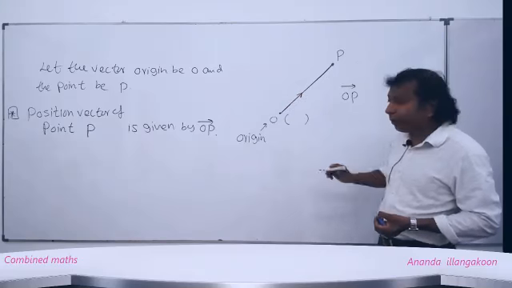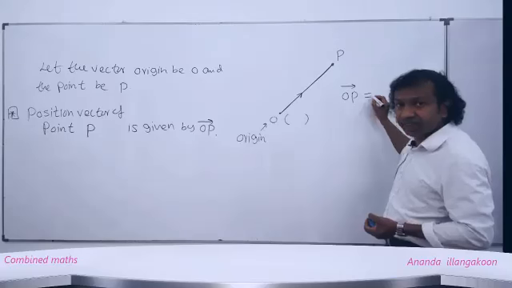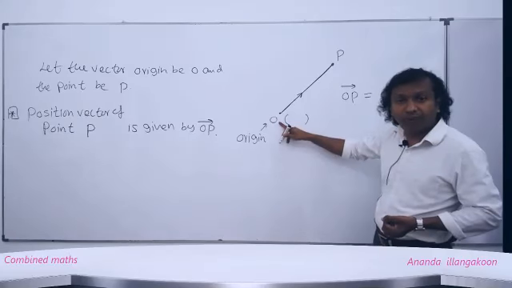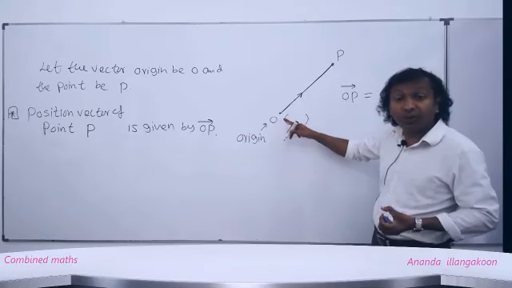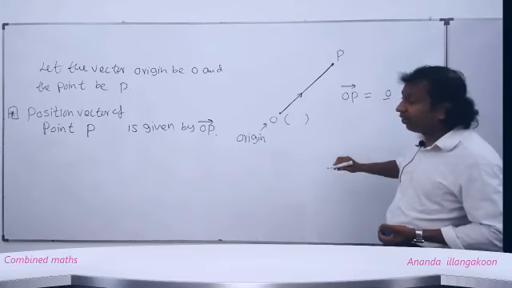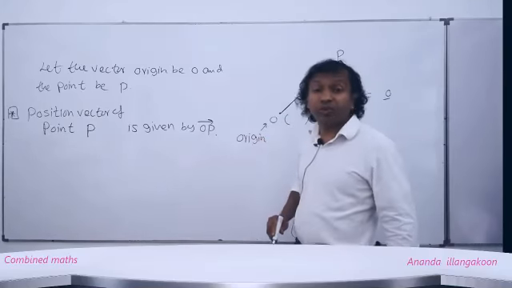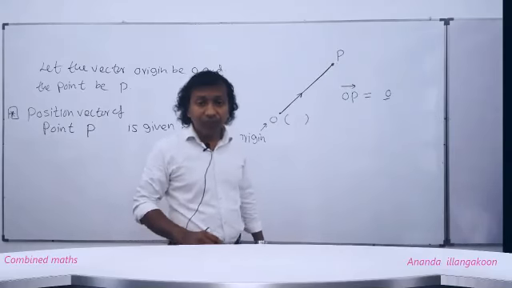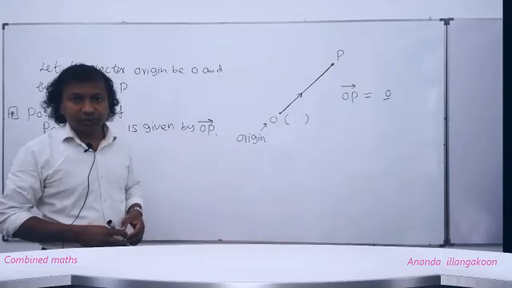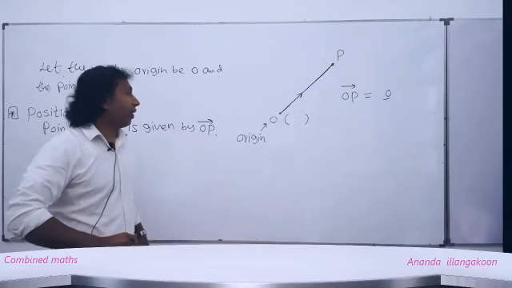Then by this OP, we must get the position vector of point O. But this OP length is now 0. This vector is now a null vector. Therefore, the position vector of the origin O is the null vector. Understood? Okay, I'll write it down like this.